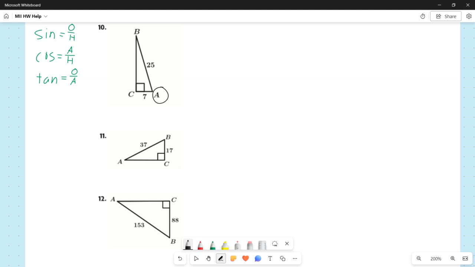We could use the Pythagorean theorem to get our third side, but I don't want to. Instead, I want to make less work for myself, and I want to just figure out which trig function connects the two sides that I know relative to angle A. My hypotenuse has to be the 25. That does not change. That's across from the right angle. And because we're talking about angle A specifically, my unknown side is opposite, and the 7 is adjacent.